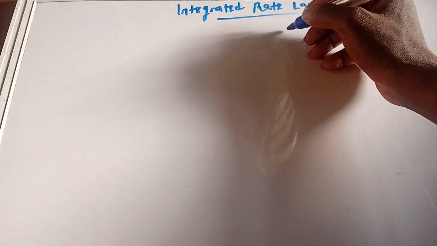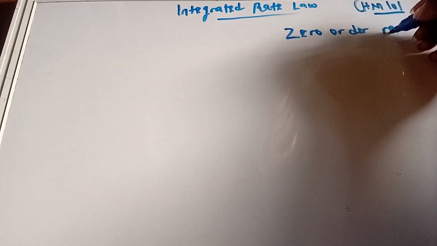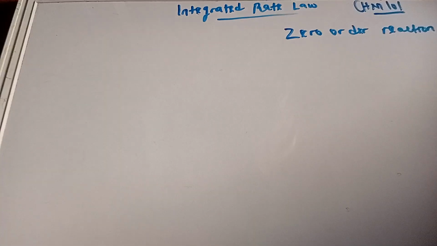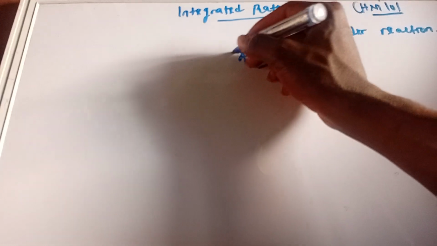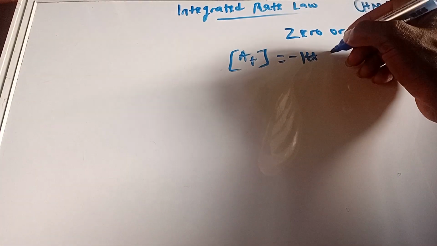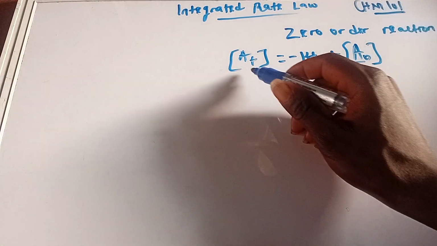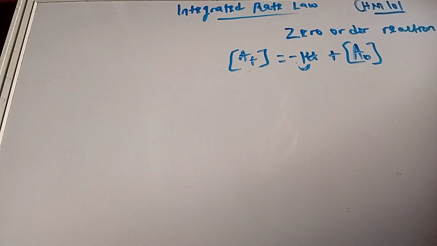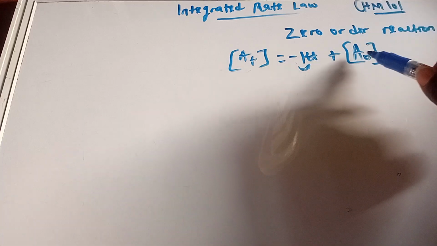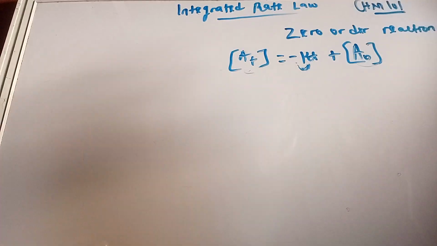Now, let's start with zero order reaction. So we have this formula: [A]t equals minus kt plus [A]0. This is the concentration at time t. This k is the rate constant. This is time, and this is the initial concentration. Initial concentration, concentration at time t, the rate constant, and the time.